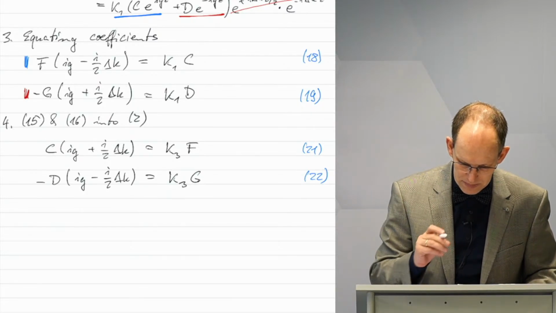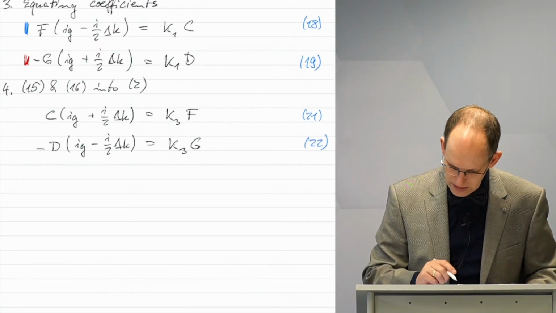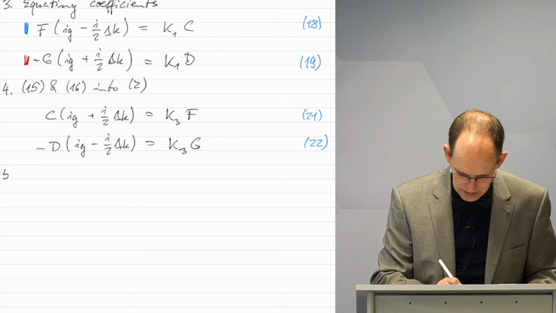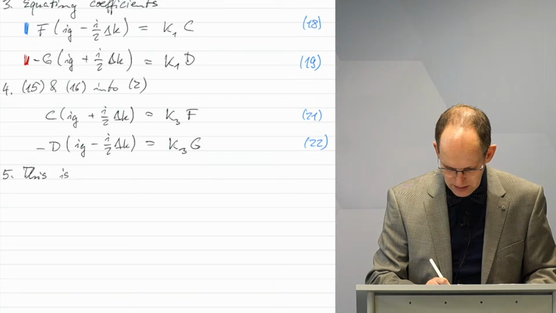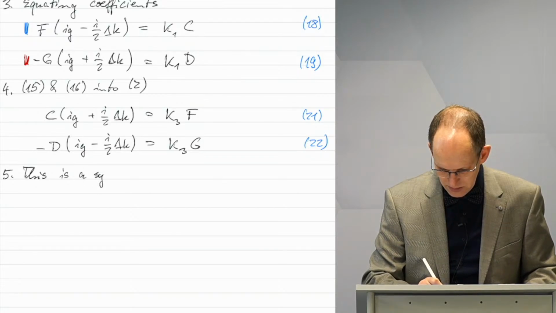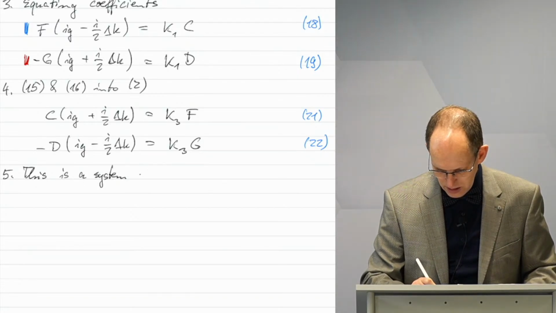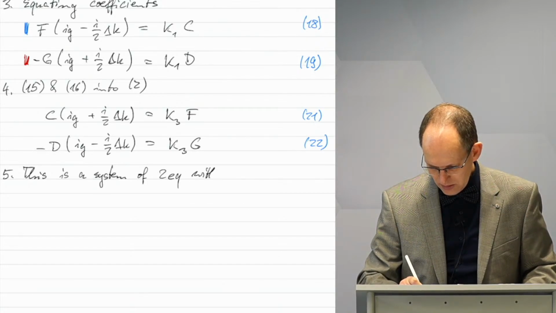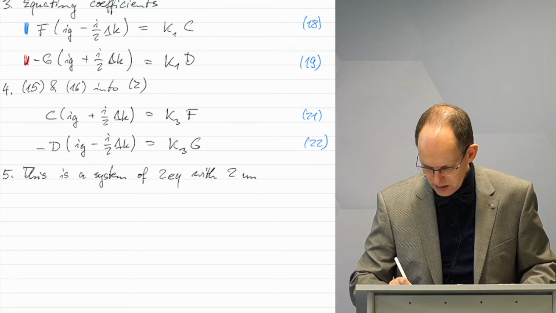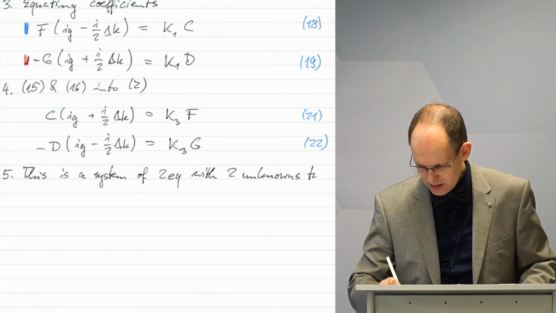So this is a system of 2 equations with 2 unknowns, twice.